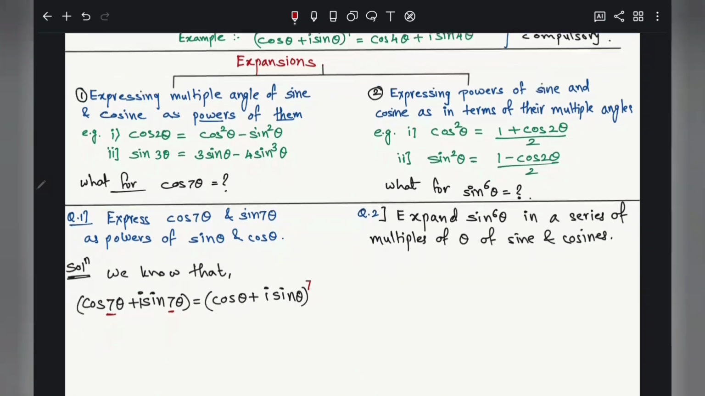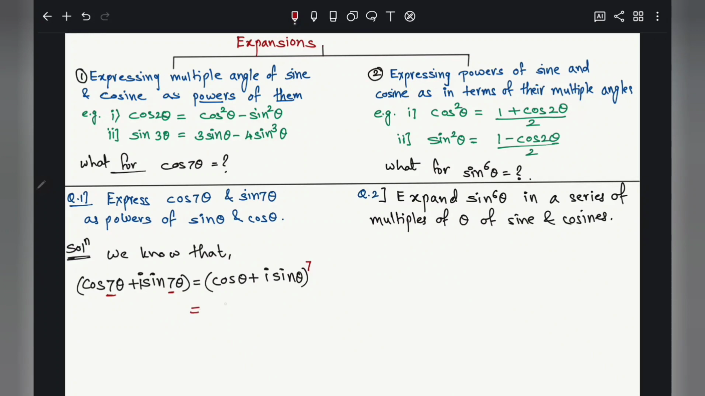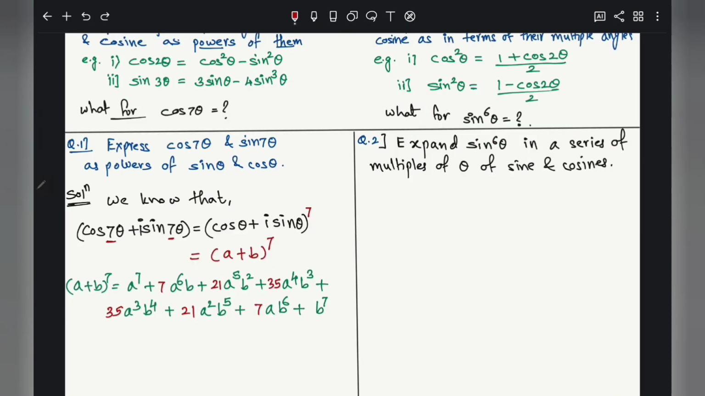Now we just need to carry out the binomial expansion of (a plus b) raised to 7. So the next step, as I said, is the binomial expansion. Here I have written (a plus b) raised to 7. All of us know it is a raised to 7, plus 7 a raised to 6 b, plus 21 a raised to 5 b square. Like this we have to go on decreasing the power of a and increasing the power of b. And these coefficients which I have written are the binomial coefficients.